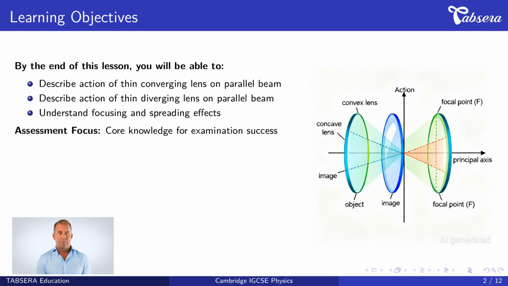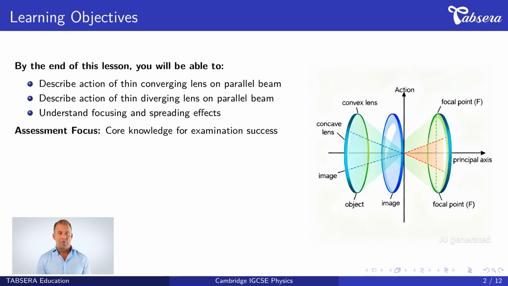Let's examine our learning objectives for today. By the end of this lesson, you will be able to, first, describe the action of a thin converging lens on a parallel beam of light. This means explaining how parallel rays are brought together to a focus point. Second, describe the action of a thin diverging lens on a parallel beam. This involves explaining how parallel rays are spread apart, as if coming from a virtual focus.